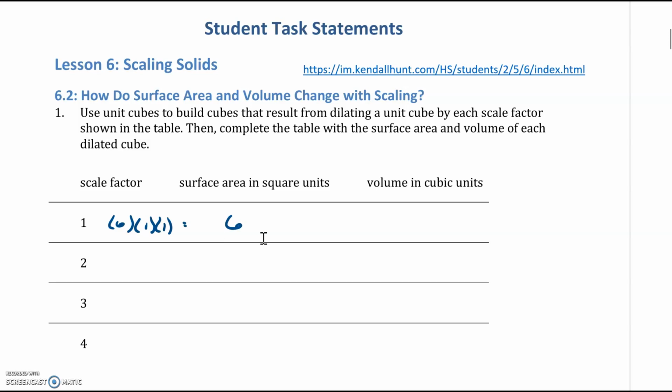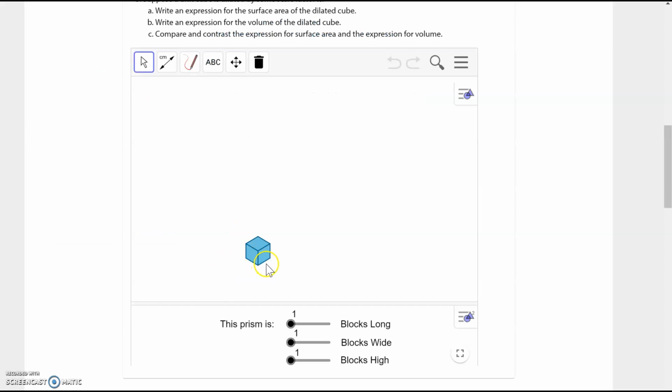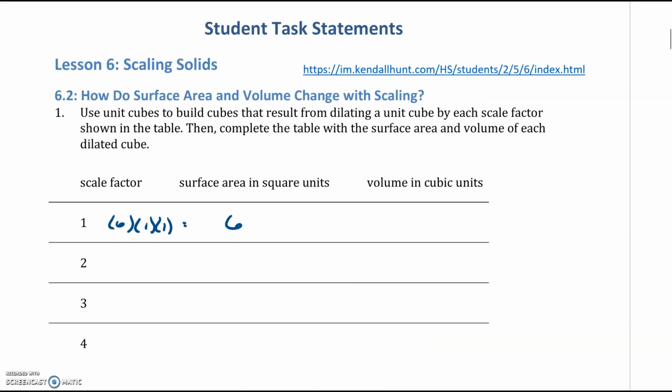Now let's look at the volume. How do we find the volume of a cube? Well, the volume of a cube is just the length times the width times the height. So if we come back here, our volume is going to be the length, which is 1, times the width, which is 1, times the height, which is 1. 1 times 1 times 1 will give us 1 cubic unit. Perfect.